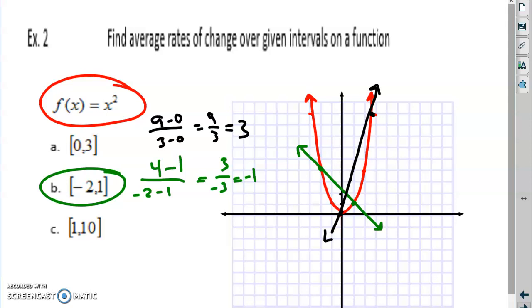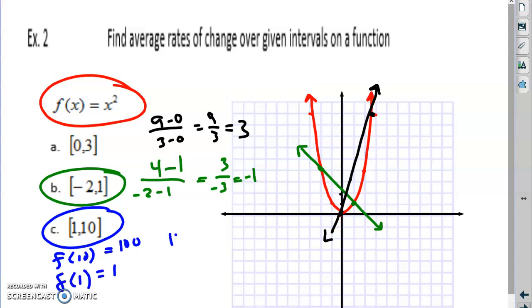The interval from 1 to 10. Let's think about this. It's not on our graph. Way, way up off the chart. Where is it? 10, 100. Well, what if I said, find these average rates of change without graphing? What we could do is find f of 10, the y value. 10 squared is 100. Find f of 1, which is 1.